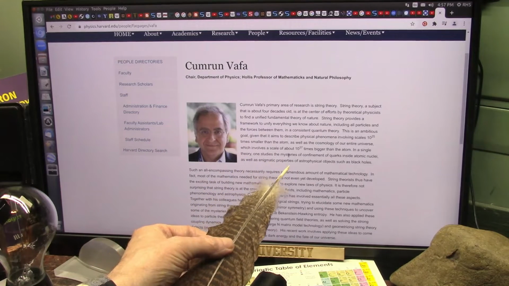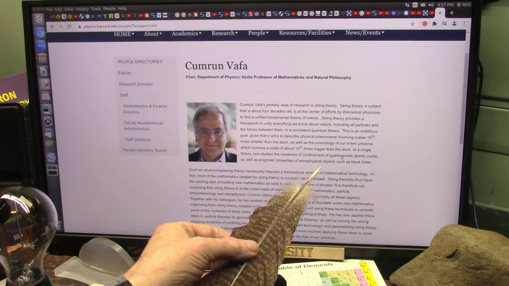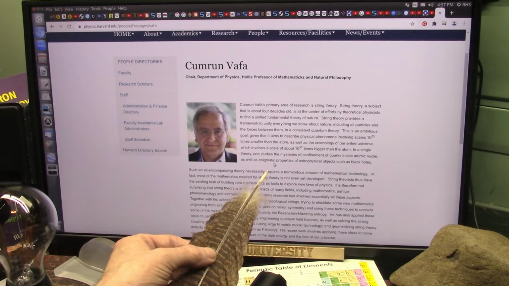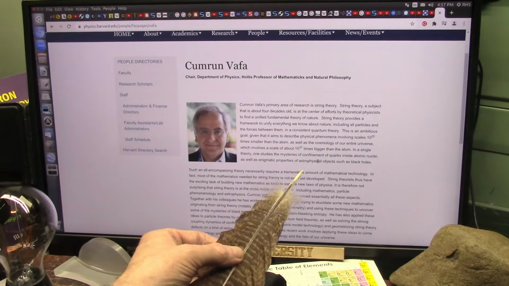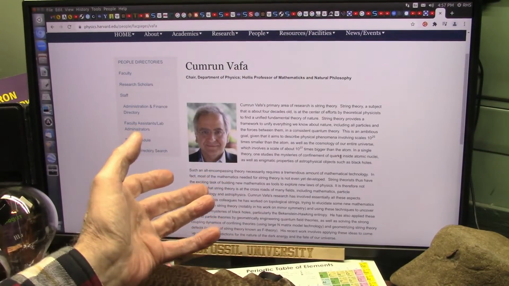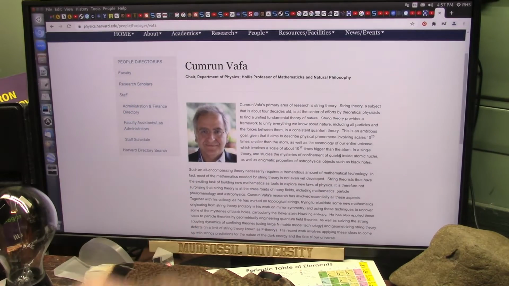One studies the mysteries of confinement of quarks inside atomic nuclei, as well as enigmatic properties of astrophysical objects such as black holes. Exactly what I'm doing. Exactly identical to what I'm doing. So I'm hoping he will respond. I'm sending him an email with all of my information. Who knows? We'll find out.